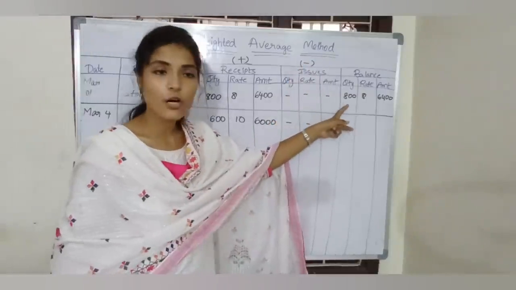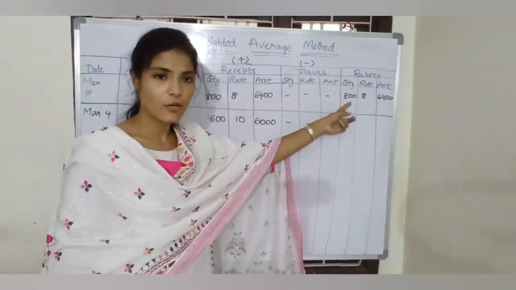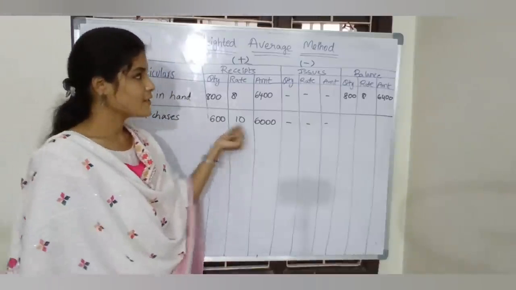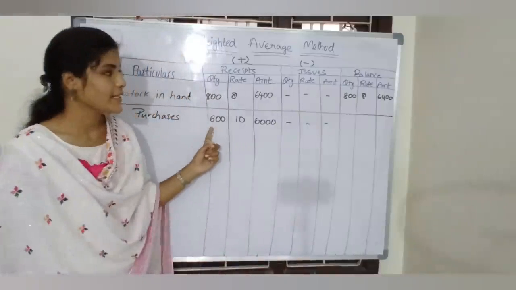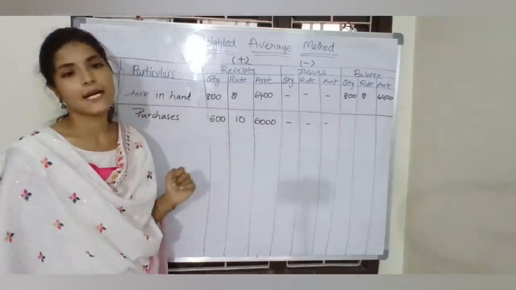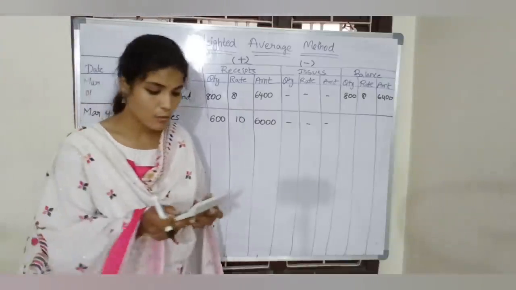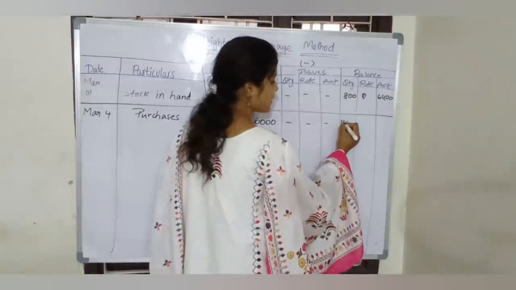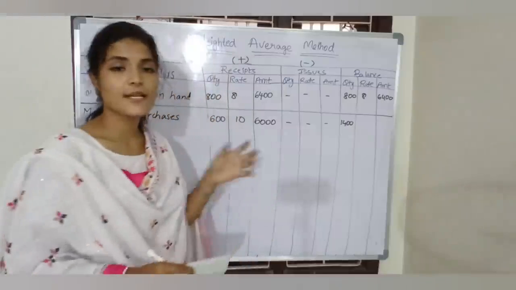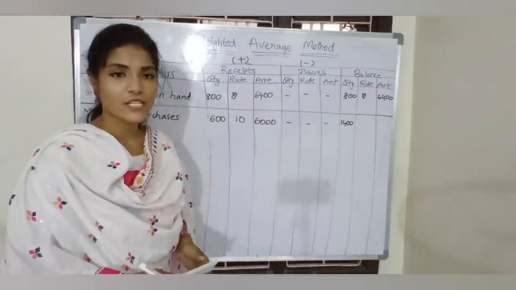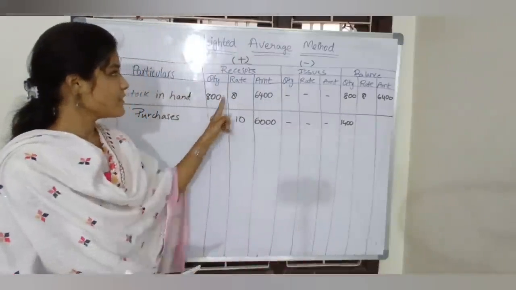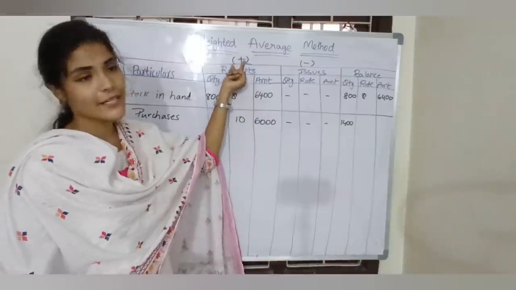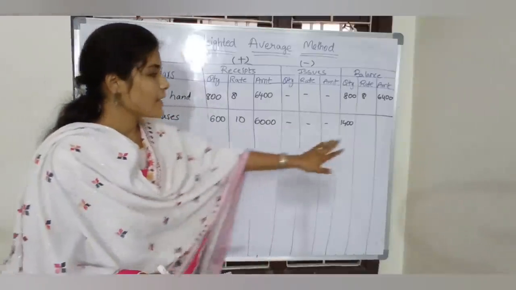Already existing, how much stock are you having? 800 in your godown. Now the new stock quantity is 600. So quantity plus quantity: 800 plus 600 is 1400. Understood? This is the difference in the weighted average method: quantity plus quantity. Why? Because receipts is nothing but purchases, and when you get receipts, you need to add. Quantity plus quantity. Rate, you skip it.